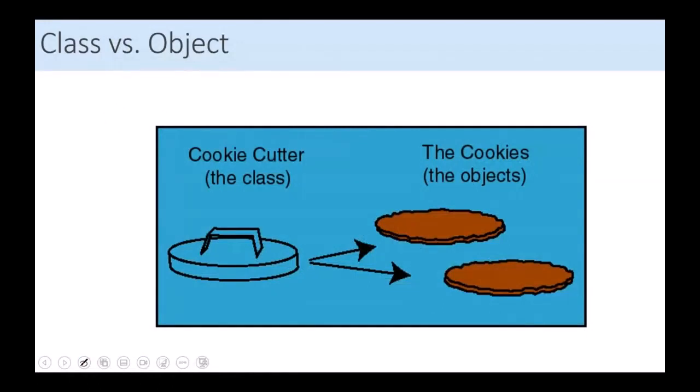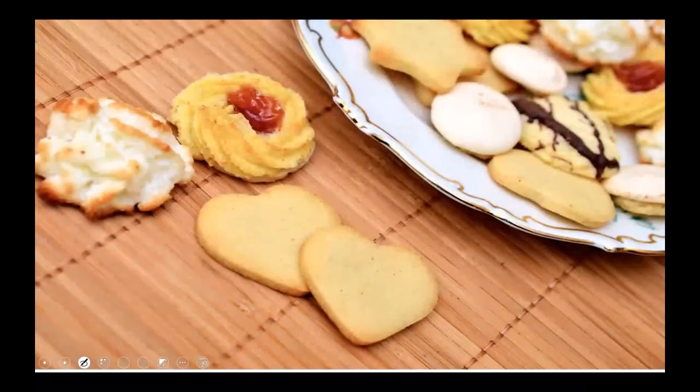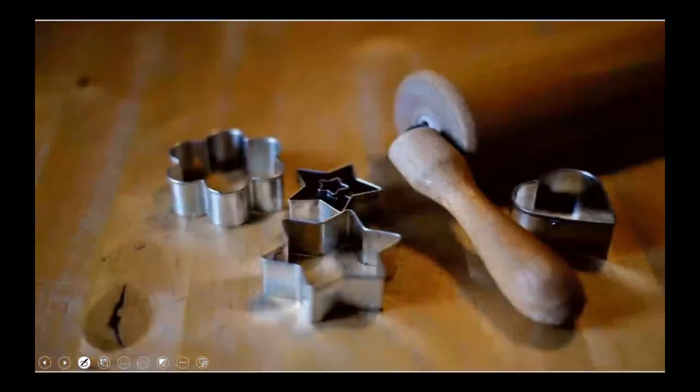So this cutter, I'll show you. Maybe you didn't get the idea. This is cutter, then this is what? So how you can create any number of cookies from it. Does that make sense? Okay. These are cookies, right? Different shapes. So this is a star cookie, this is a heart cookie, and this is whatever.